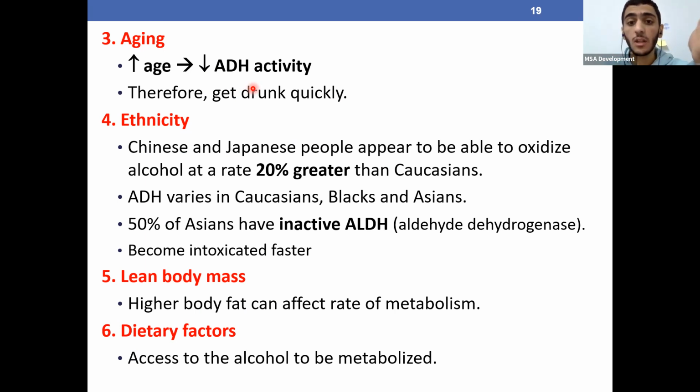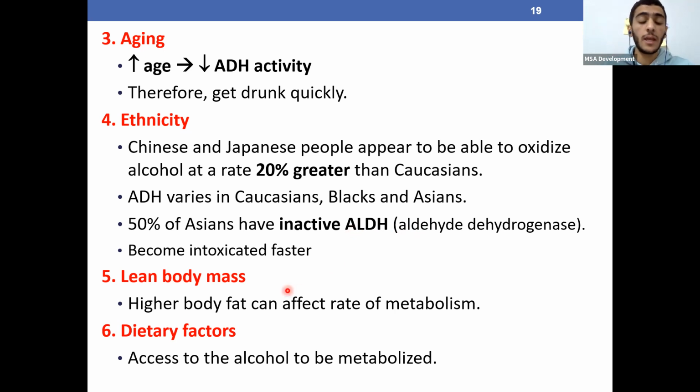The ethnicity: the most important thing you need to know about ethnicity is that Asians have an inactive ALDH, which means that they have a smaller tolerance to alcohol. Why? Because for the ALDH enzyme, there are multiple genes that contribute to different forms of ALDH. Asians have an ALDH form that's not really good at breaking down alcohol. Therefore, you can become intoxicated faster by drinking a small amount of alcohol. You're going to have a lot of buildup in your body.